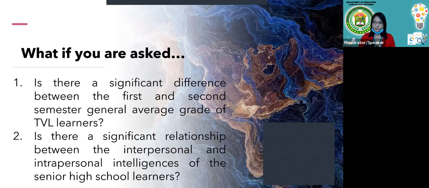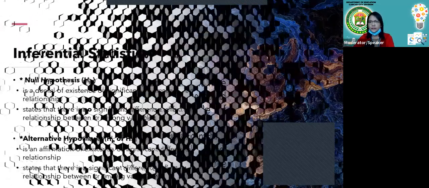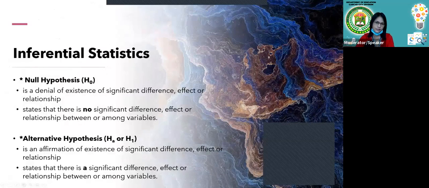Now, this time, this is what we call inferential statistics. You will be using inferential statistics. In inferential statistics, there is what we call the null hypothesis. This is the denial of the existence of significant difference, effect, or relationship.